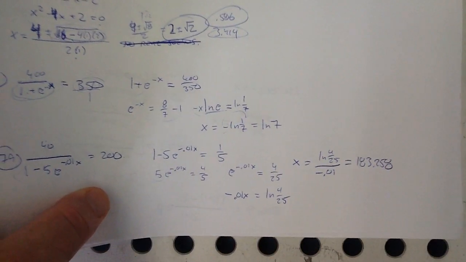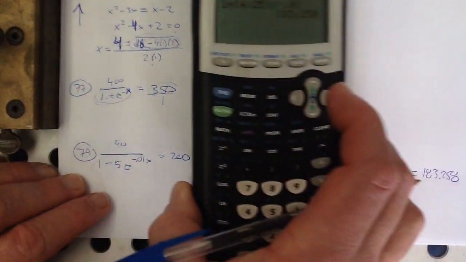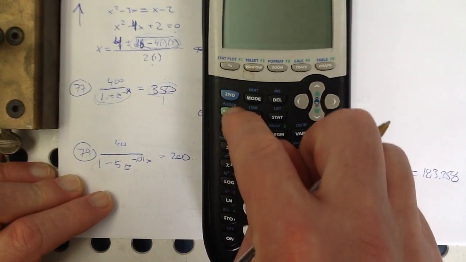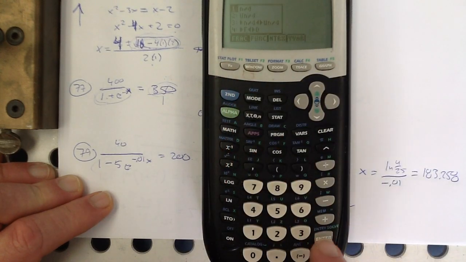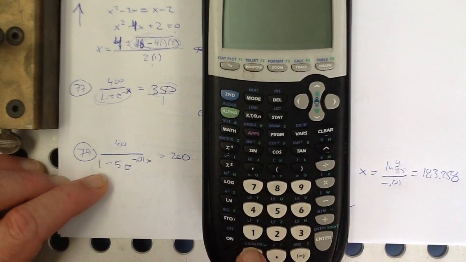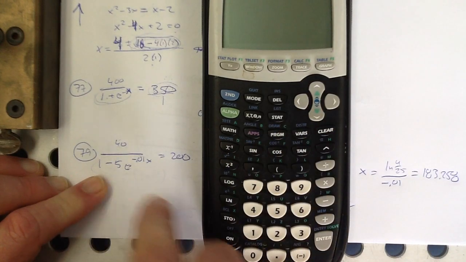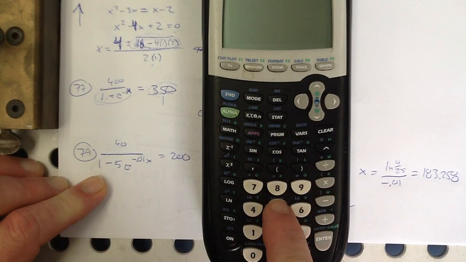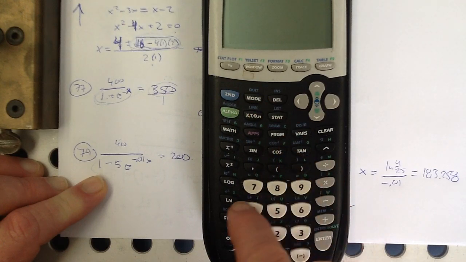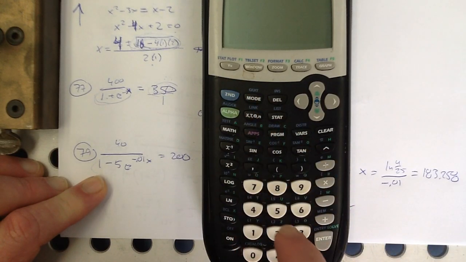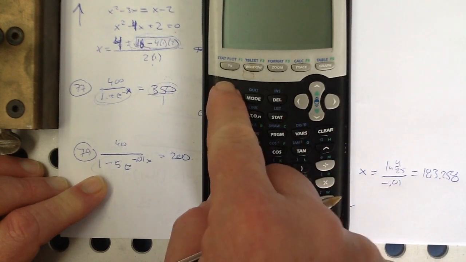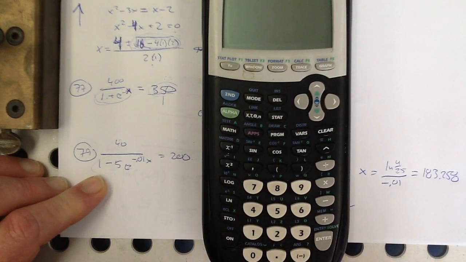See? And could do a quick check on that. I'm going to bring up a little fraction. Got 40 over 1 minus 5e to the negative 0.01 x. Oops, not x. Answer. And that should give me 200. Yep.